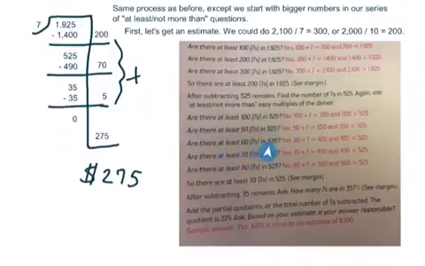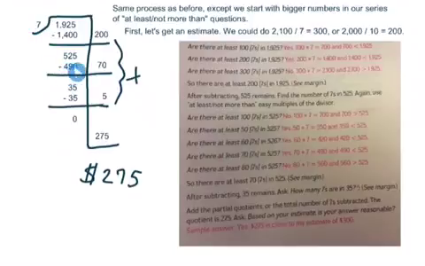Are there 60? Well, yes, because 60 times 7 is 420. That's still less than 525. So let's try the 70. So 70 7s? Yeah, that's 490. That's less. So how about 80? Well, no. 560 is greater than 525, so that's too much. So I'm going to go back to the 70 7s.